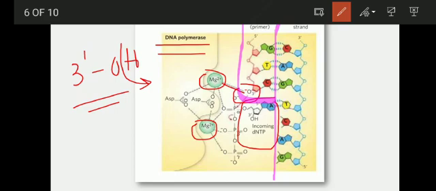And then we have the second magnesium ion. What will it do? It binds to the incoming nucleotide, the incoming dNTP, and it will facilitate the departure of the pyrophosphate. So the pyrophosphate will get released.